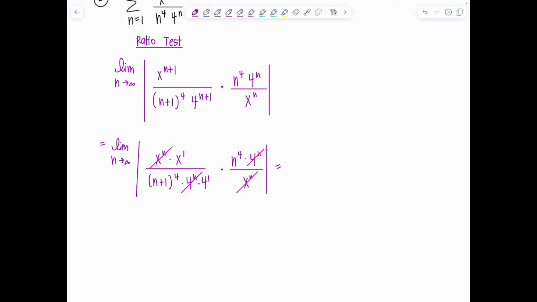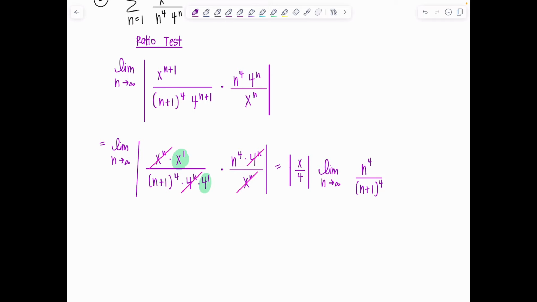Let me rewrite it. We've got the limit as n goes to infinity, and let me take out anything that doesn't involve n. So I can take the 4 and x out of the limit. They're not n's, so they're constants in the limit. So I'm going to rewrite this as absolute value of x over 4 times the limit as n goes to infinity of n to the 4th over (n plus 1) to the 4th.